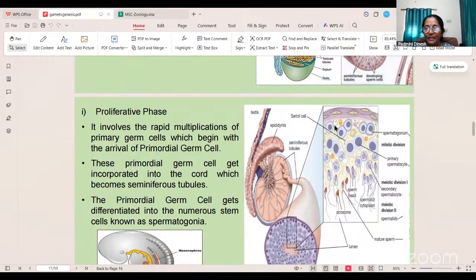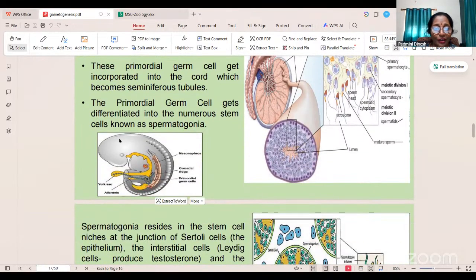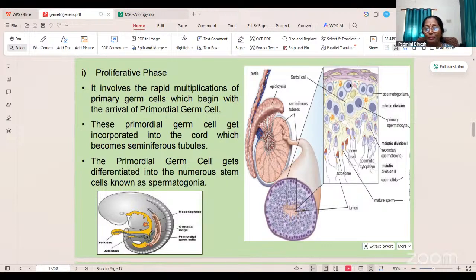So these are the primary germ cells that are present at the tubular end, which begins with the arrival of the primordial germ cells. And these primordial germ cells get incorporated into the cords, that is the seminiferous tubule cords. What are primordial germ cells? During the development of the fetus, cells get accumulated in different parts of the body, but some cells from the yolk sac move into the gonadal region. Those cells that go to the gonadal region are called the primordial germ cells.